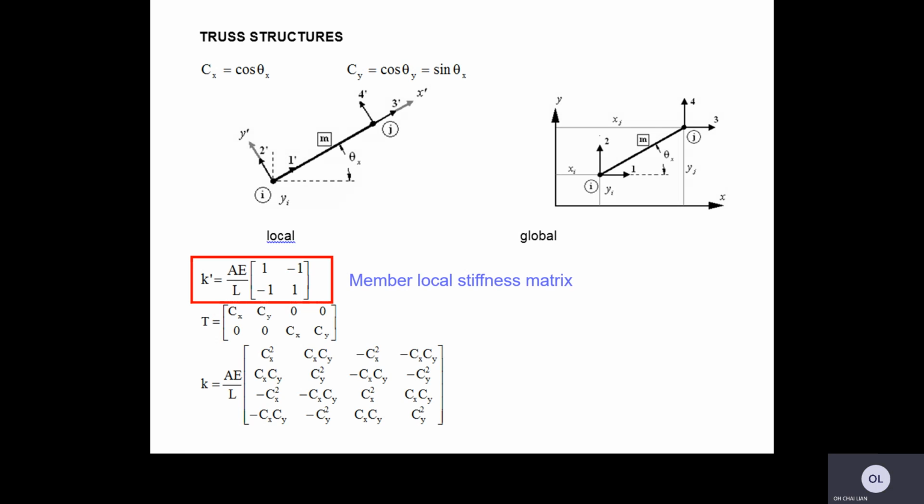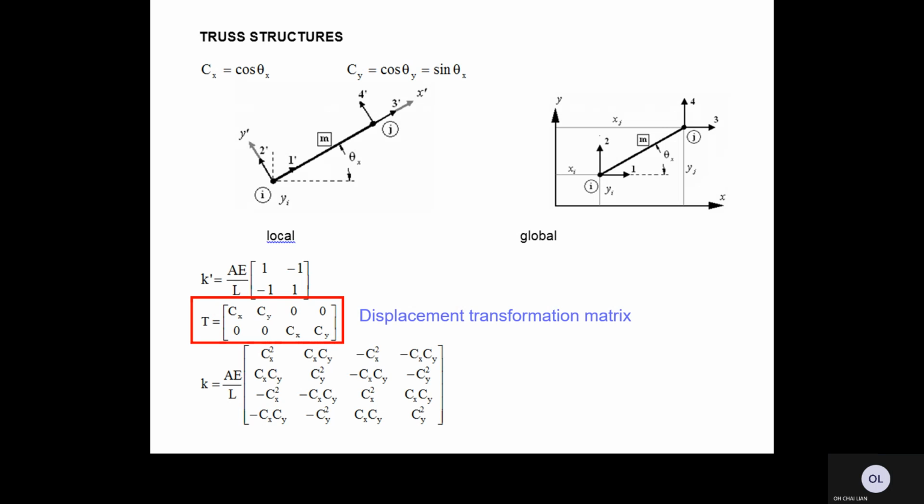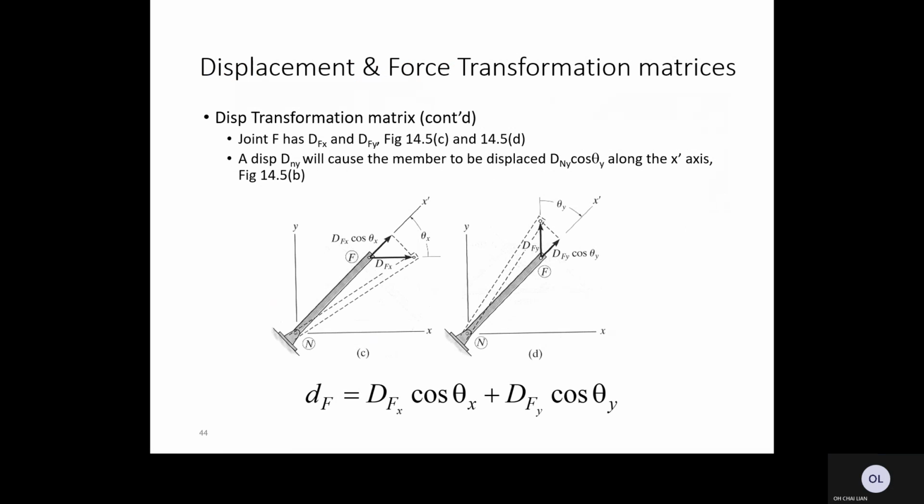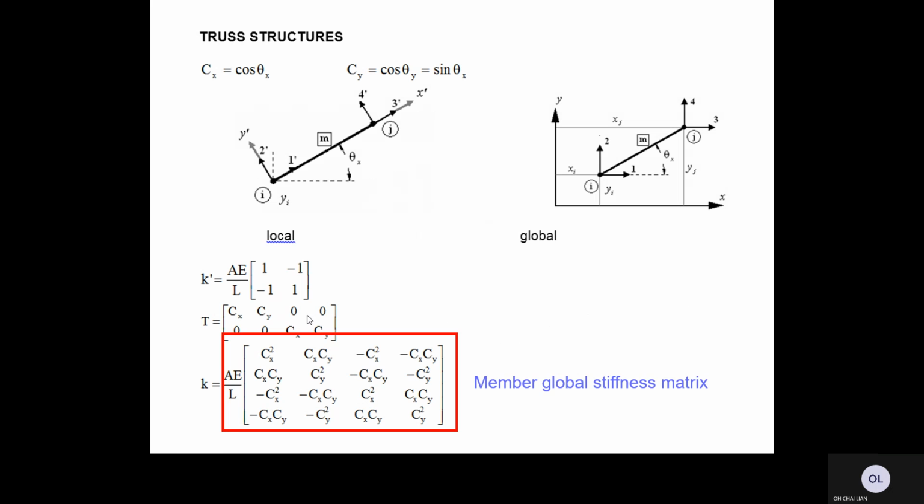In this example, we will use these matrices, which are K prime, the member local stiffness matrix, the displacement transformation matrix, T, and the member global stiffness matrix. I have explained the establishment of these matrices in my previous class, and today I will focus on explaining a full example using these matrices in solving the displacement, the support reactions, and the axial forces in the truss.